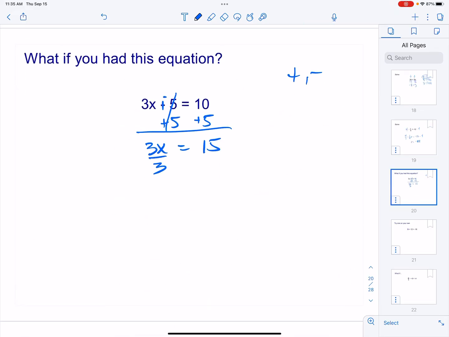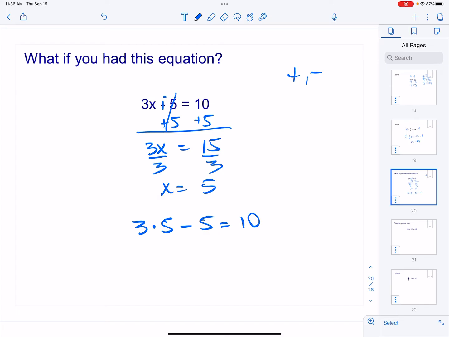And then if I divide that side by 3, I got to divide this side by 3. And we end up with x is equal to 15 divided by 3, which is 5. So that means 3 times 5 minus 5 is going to give me 10 as an answer. And sure enough, it does.